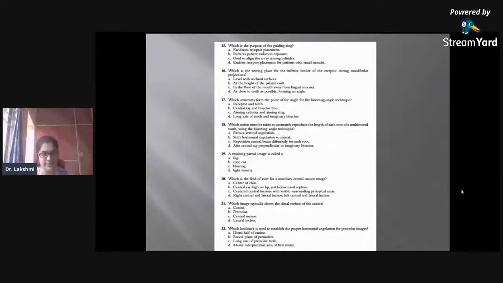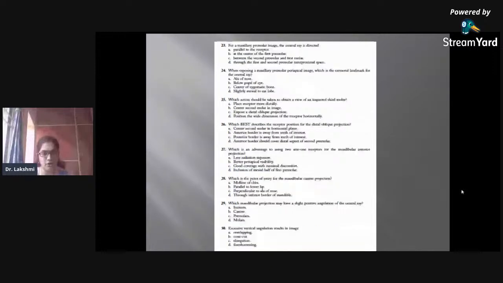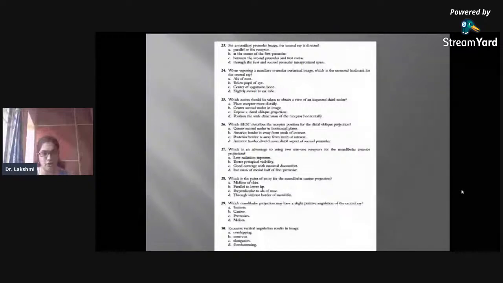22nd question, which landmark is used to establish the proper horizontal angulation for premolar images? That is B, buccal plane of D option, through the first and second premolar interproximal spaces. Okay, so that when exposing a maxillary pre-periapical image, which is the extraoral landmark for the central ray? Option is B, below the pupil of the eye.